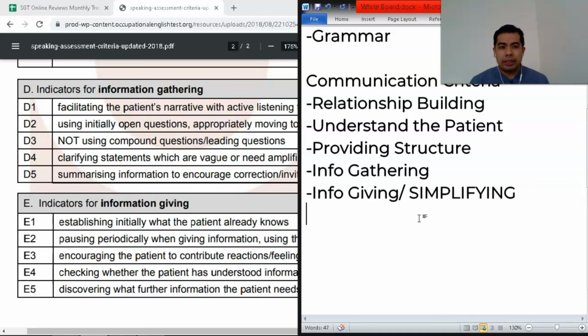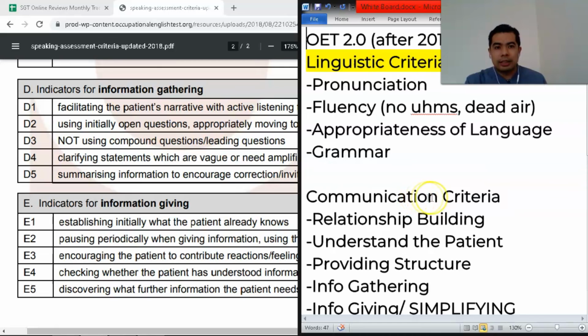I know it's a lot to take in, but remember, guys, that it's not just about how you speak. It's about how you communicate and build a relationship with a patient.